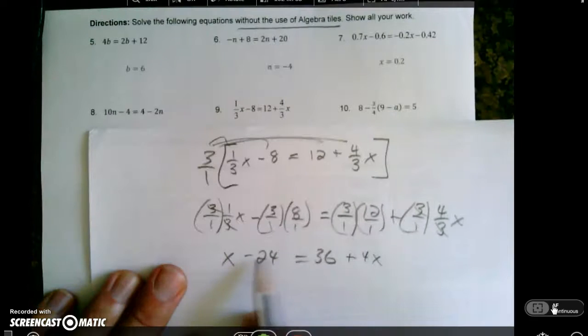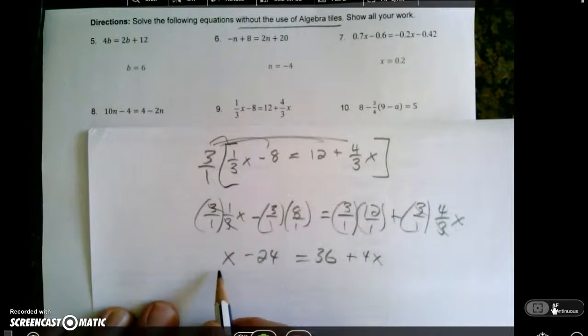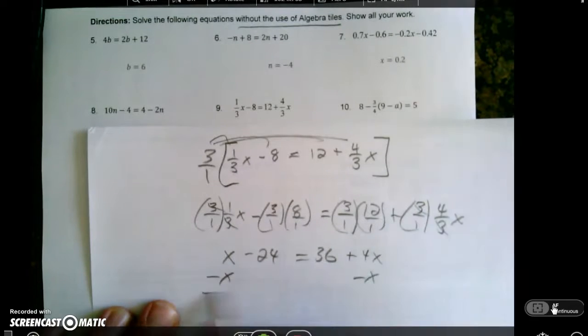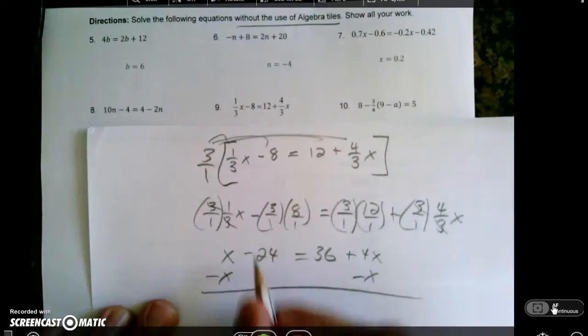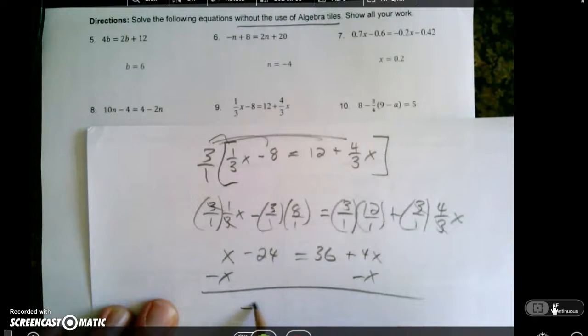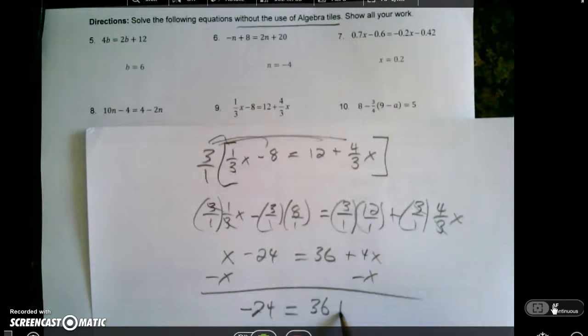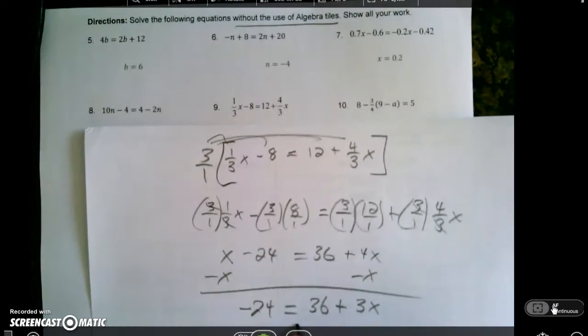I'm going to go ahead and think of these as algebra tiles. If I have one x algebra tile here and 4 of them here, I'd like to get rid of the one from this side and just get them all on one side here. So what's left here is this negative 24 equals 36 plus 4x minus x is positive 3x. Subtract 36 from both sides, 3x here.